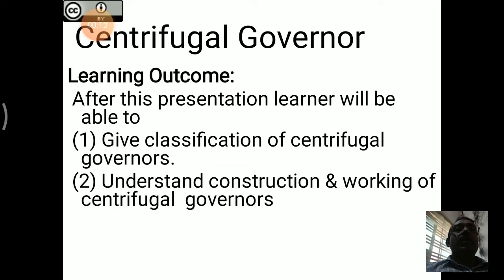Today we will discuss the topic centrifugal governor. What are the learning outcomes? After this presentation, the learner will be able to: 1. Give classification of the centrifugal governor. 2. Understand construction and working of the centrifugal governor.